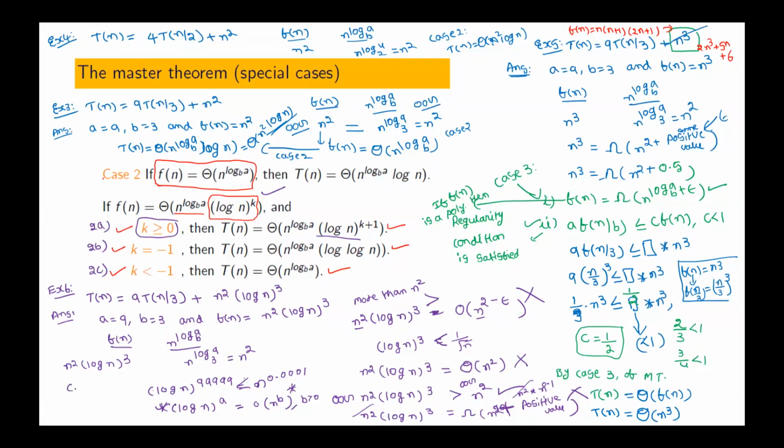Case 2a is applicable, with k equal to 3. So now what is T of n? Therefore T of n is theta of n squared times log n whole power 3 plus 1, which is log n power 4. Is that okay? Is it clear?